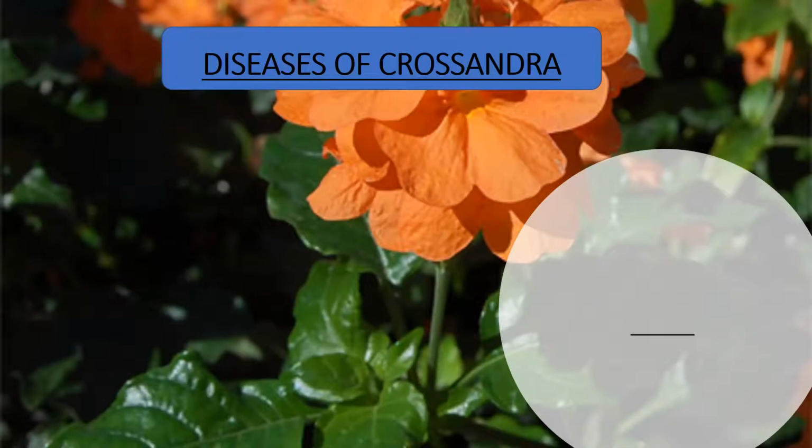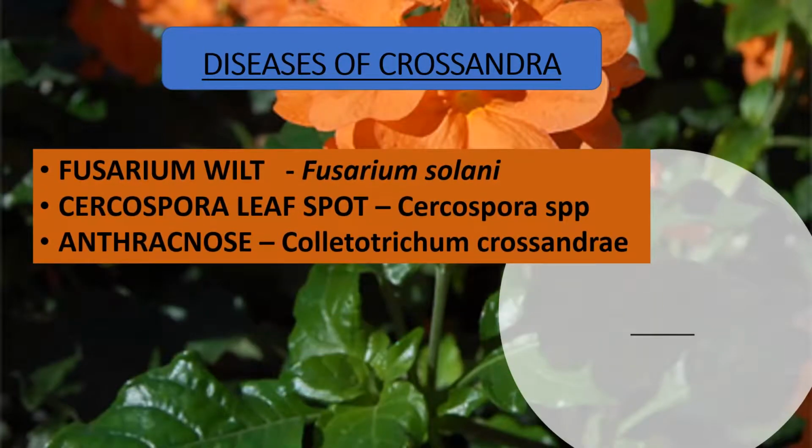Coming to the diseases of Crossandra. Crossandra is said to be one of the most famous and important commercial flower crops cultivated throughout India. The flower is also called the firecracker flower. In South India, it is commonly called Kanakambaram. The flowers are also grown in countries such as Africa and Madagascar. There are 3 diseases of Crossandra. These include Fusarium wilt caused by Fusarium solani, Cercospora leaf spot caused by Cercospora species, and Anthracnose caused by Colletotrichum crossandrae.